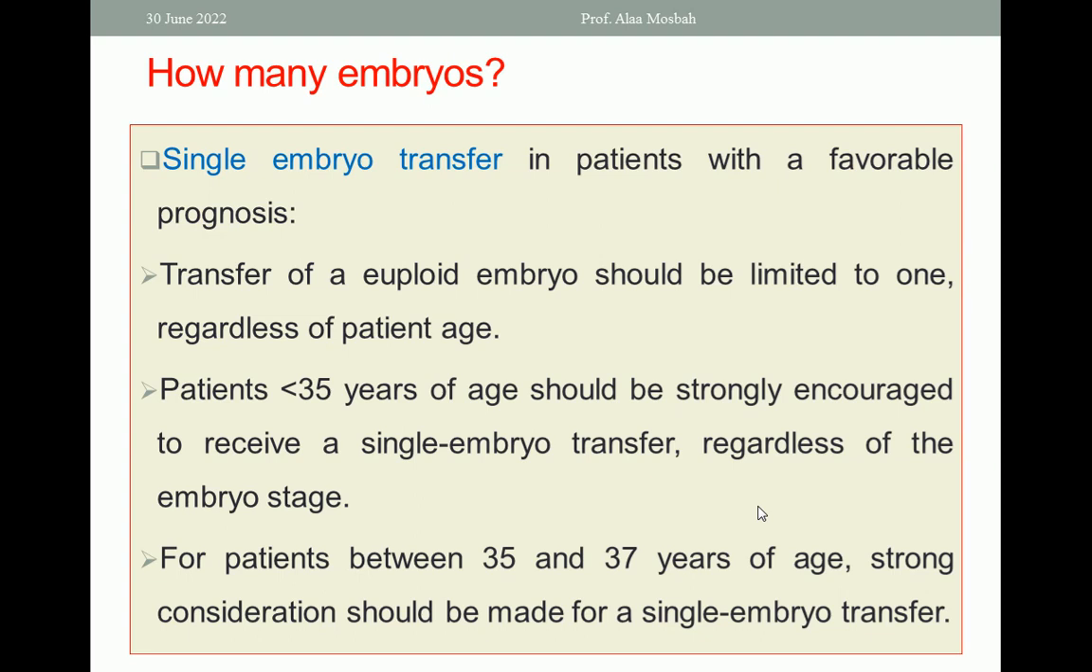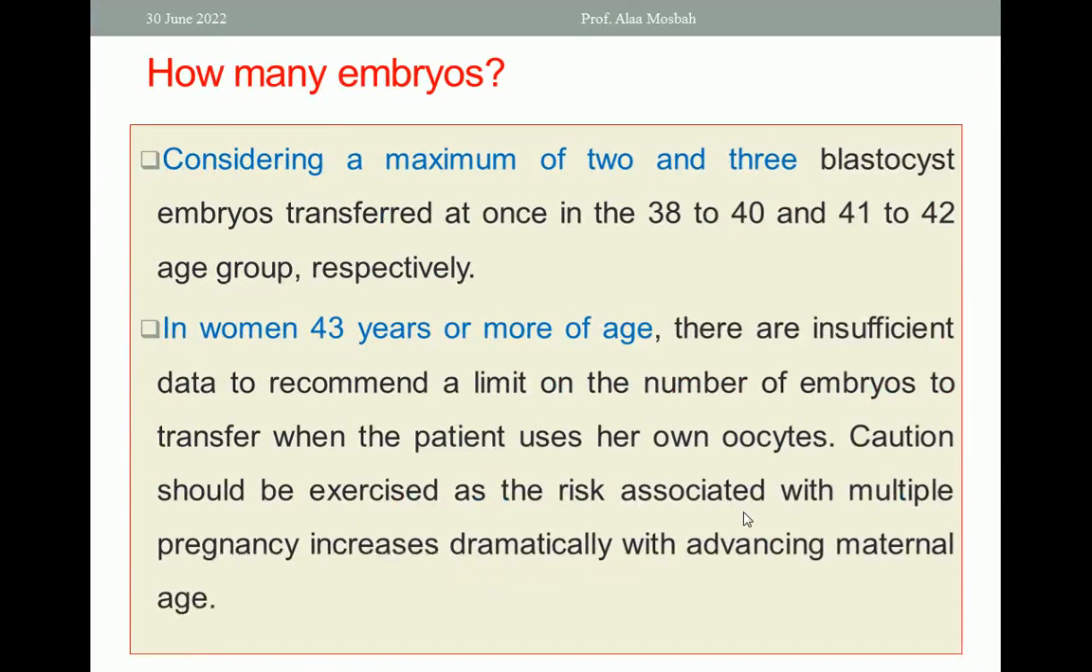For patients between 35 and 37 years of age, strong consideration should be made for single embryo transfer. So for all these criteria, age below 35 or between 35 and 37, or pre-implantation genetic testing that found a normal euploid embryo, a single embryo will be transferred and this is enough. But you can consider 2 blastocyst embryo transfer if the patient's age is between 38 and 40, and you can consider 3 blastocyst embryo transfer if the patient is aged 41 to 42.